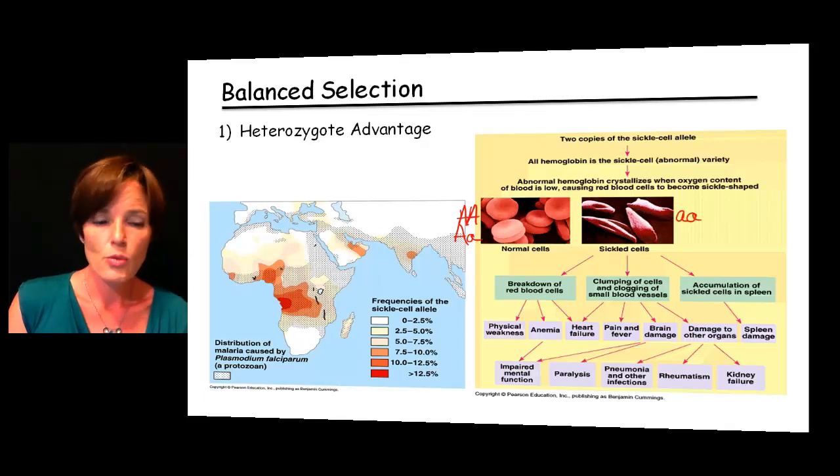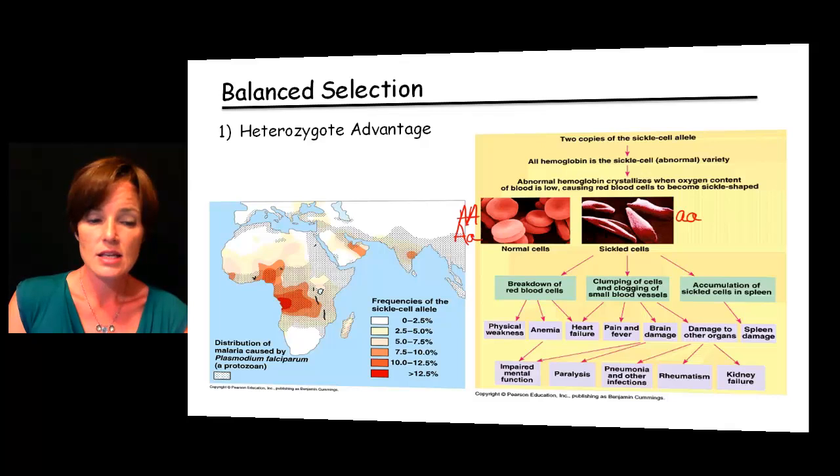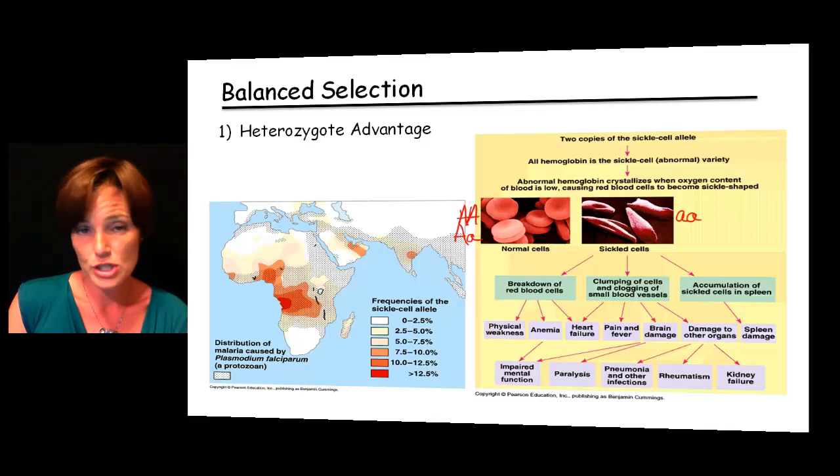In Africa, where malaria is very prevalent, there is an advantage to being heterozygous. In this case, there's actually some resistance offered against the malaria-carrying organism, which is a protozoan. We'll talk about protozoans a little later in later chapters. But having that allele is going to help these individuals survive better. The malaria will not be able to replicate as quickly in their cells.